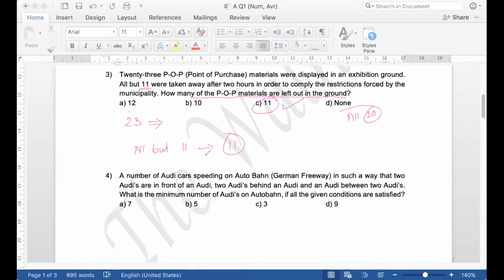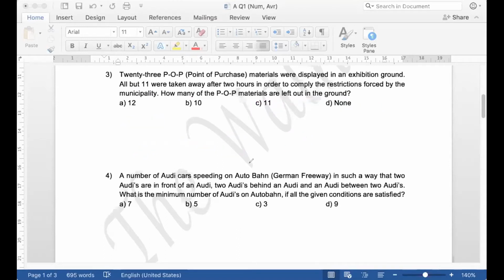So how many were taken away? In this case, if they ask you how many were taken away: 11 were left out and total 23. How many taken away? 12 were taken away. But in this case, they asked how many are left out in the ground. So 11.